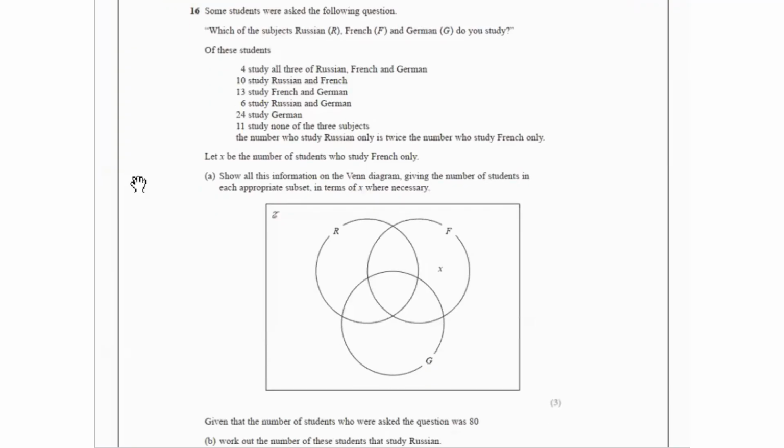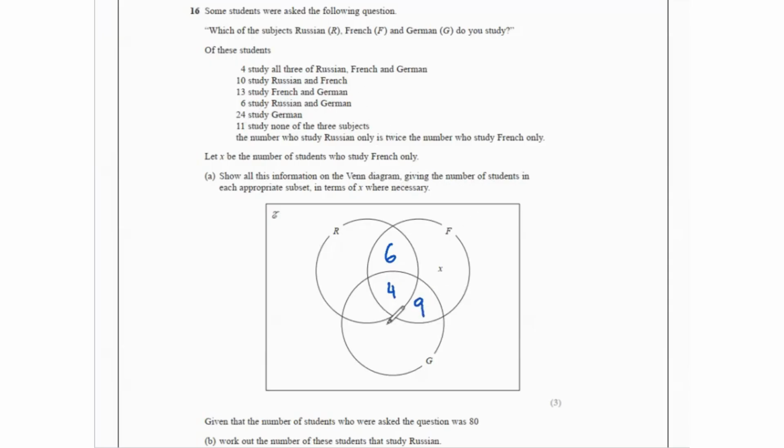Then it says some students were asked the following question: which of the subjects Russian, French, and German do you study? Out of these students, 4 study all 3 of Russian, French, and German. So let's write that over here, in the middle. 10 study Russian and French. So once again, this total part is 10, which means up over here it's going to be 6. 13 study French and German, which is this, so that means it's going to be 9 over here.